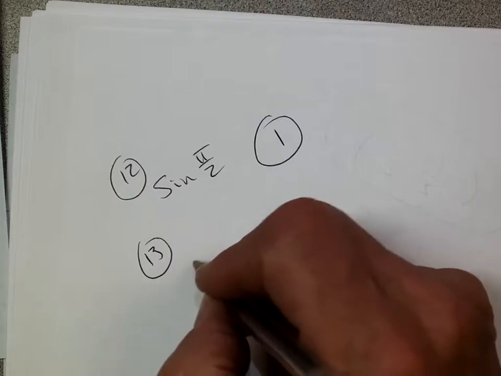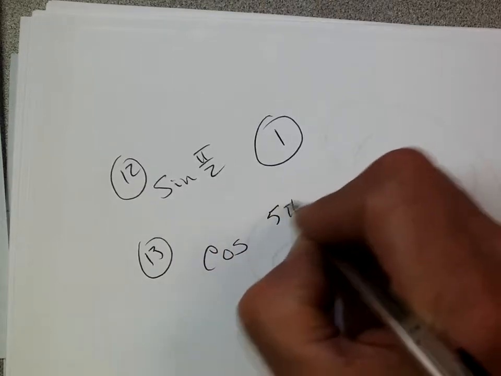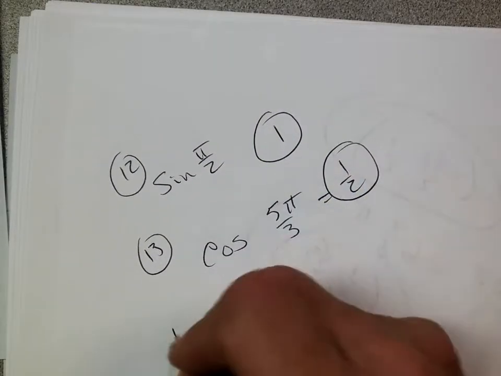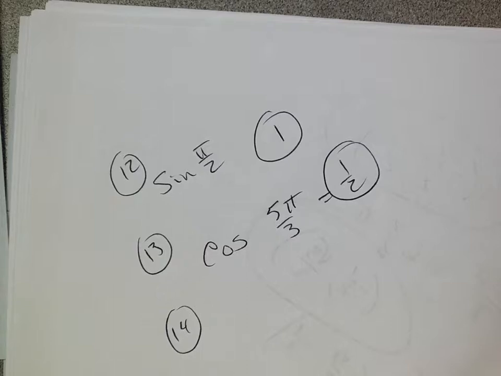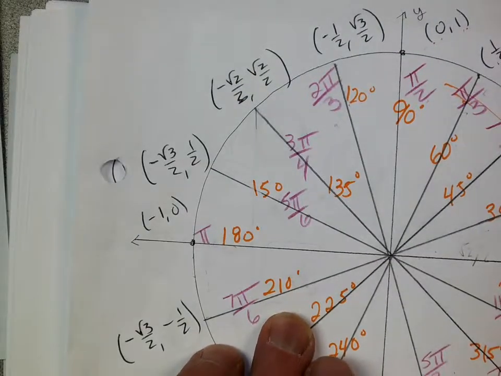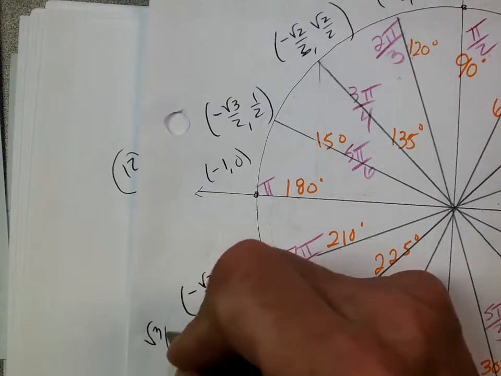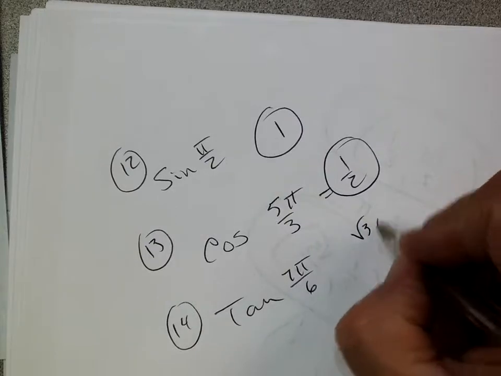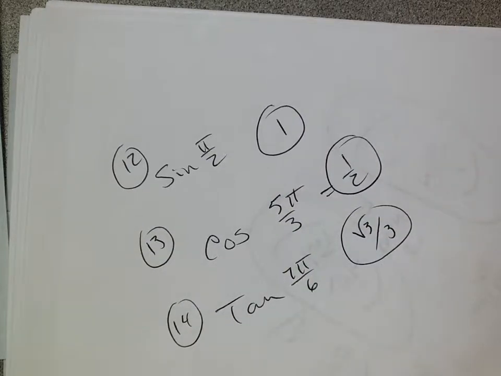Number 13, we've got cosine of 5 pi thirds. X value, 5 pi thirds is there. X value is 1/2. Oops, screwed up. 1/2, okay. 14, tangent, 7 pi 6. Yep, 7 pi 6 here. Tangent values are on the outside. I don't have them on this one, but it's square root of 3 over 3. It's on the board though. Square root of 3 over 3, right? Everybody good? Thumbs up. I'm not going too fast. Okay. Dylan, you with me? Good.